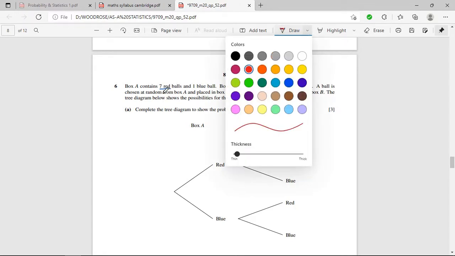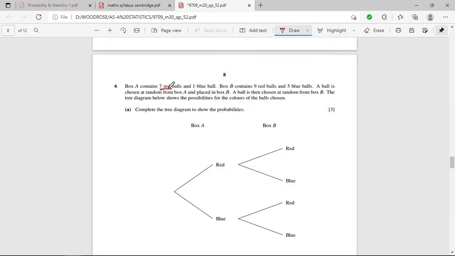Box A contains 7 red balls and 1 blue ball. Box B contains 9 red balls and 5 blue balls. A ball is chosen at random from box A and placed in box B. A ball is then chosen from box B. The tree diagram below shows the possibilities for the colors of the ball chosen.